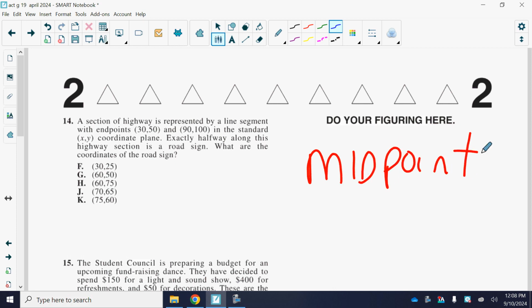What's this? This is just midpoint formula. So all you have to do is put those 2 ordered pairs into my midpoint program, and it'll give you the ordered pair H.